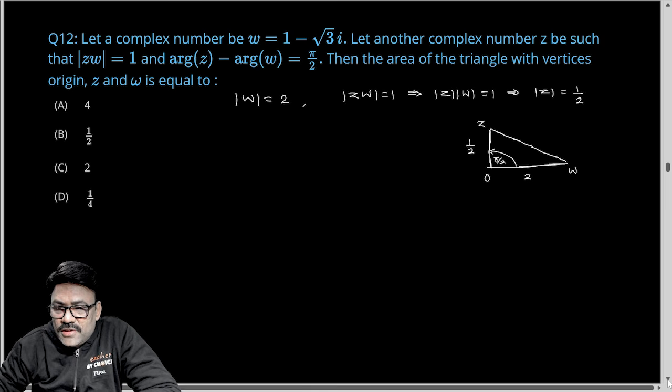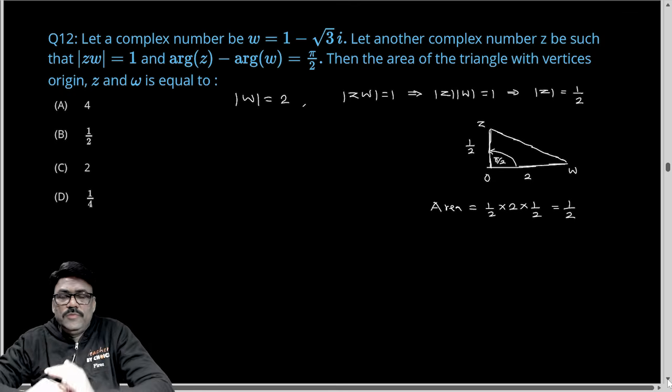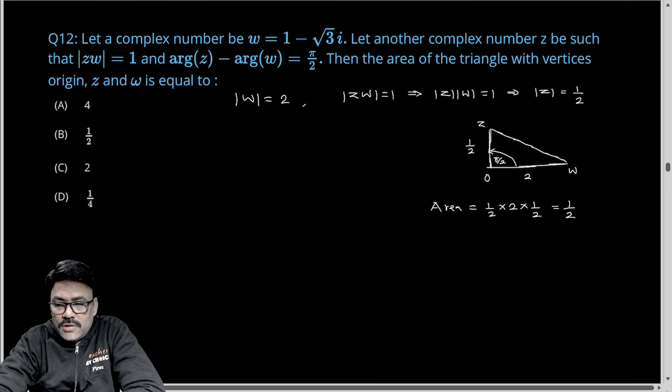And since it's a right triangle, the area will be what? Half base into altitude. Of course, base is 2, altitude is half. So area will be half. Area will be what? Yes, half. So area will be half only. Option B is the correct option, right?